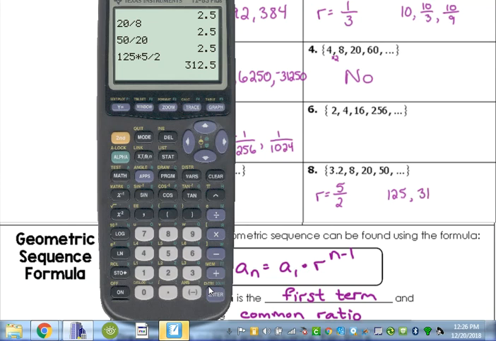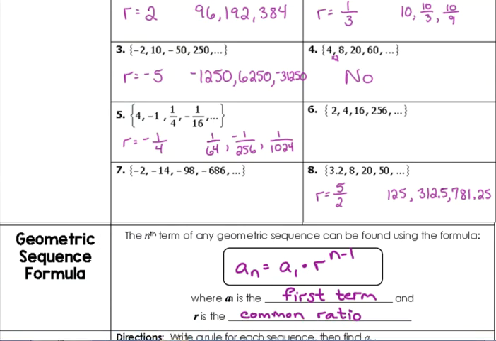Because it does give me a decimal. I usually prefer things in fraction form, but since the original sequence had a decimal, I'm just going to roll with it. If the original sequence had fractions, I would keep it in fraction form.